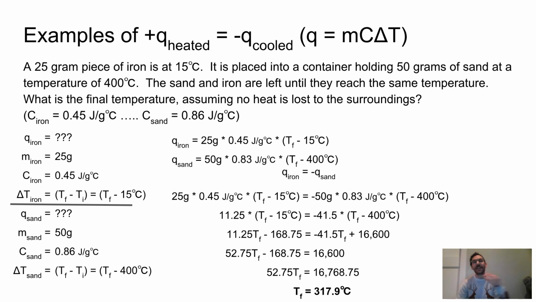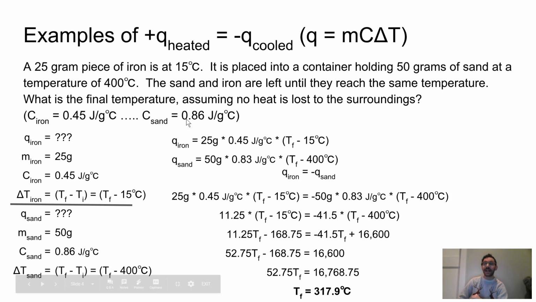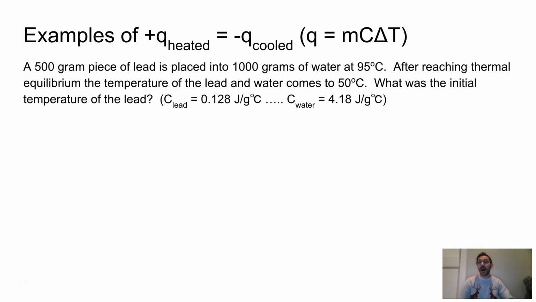Sweet, we got a final temperature of 317.9 degrees Celsius. Does that make sense? Well, it's in between these two temperatures, and the specific heat of the sand is greater than the iron, so it's not going to change as much in temperature as the iron. So this makes sense to me. That seems like a good job. Cool. Let's look at maybe another problem.